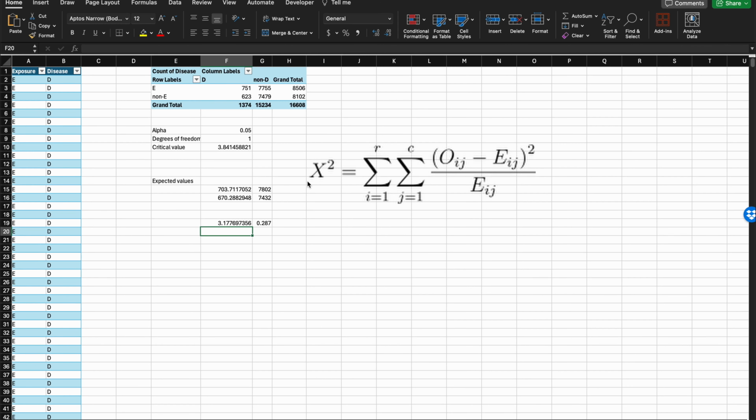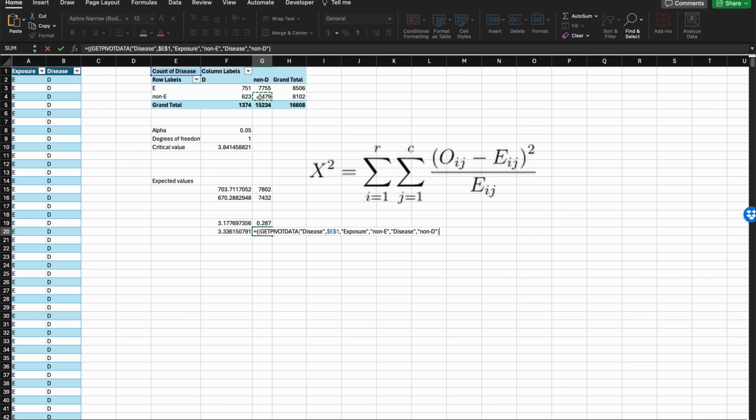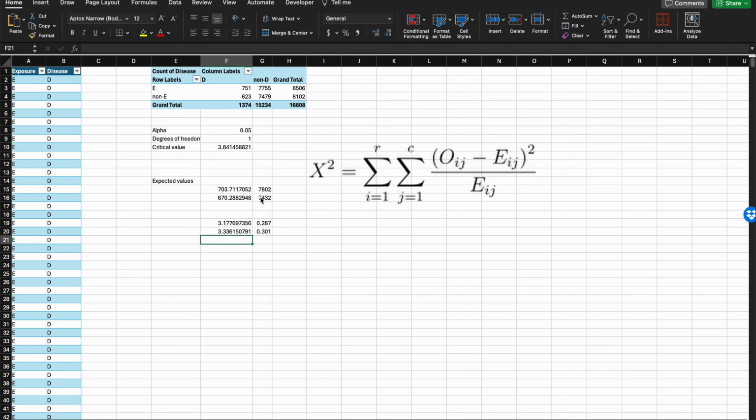Now I'm going to go to the next row. That's going to equal, open parentheses, that is observed, 623 minus this is expected, 760, close parentheses, square that value, close parentheses for the numerator, and the denominator is just the expected value again. Let's do the final one, open, that is observed, 7479 minus expected, 7432, close parentheses, square that, close parentheses for the numerator, divide by, then the denominator is the expected again. And there I see the values.